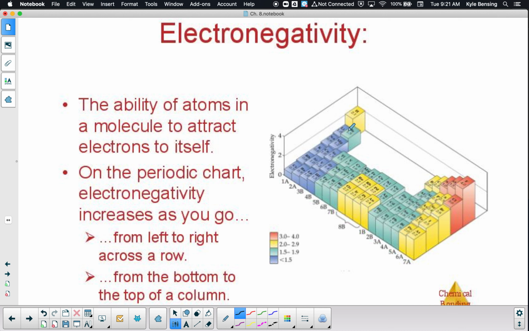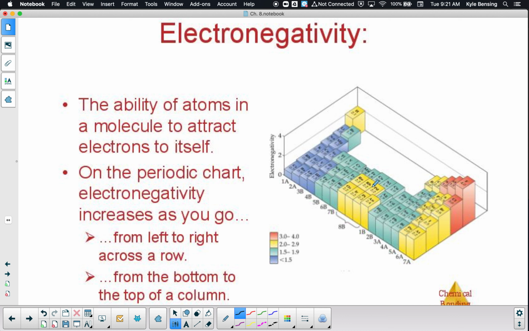On the left-hand side of the periodic table are all the metals, and they do not attract electrons very much at all. But as you go across, notice that it increases from left to right, and notice that the smaller atoms pull harder on electrons, which means that fluorine is by far the most electronegative atom. And then electronegativity decreases as you go down the chart. So this is electronegativity, and it's something we're going to use to show the difference between a polar covalent bond and a non-polar covalent bond.